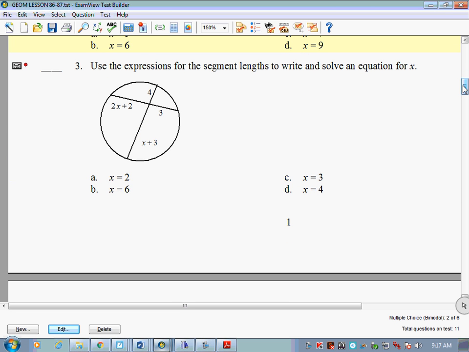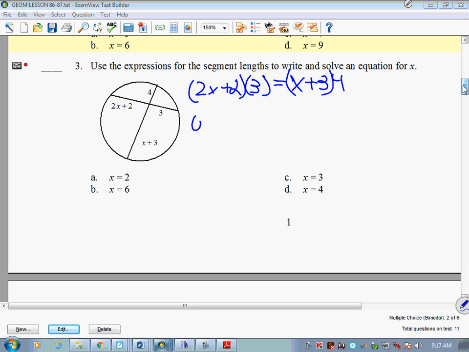Okay, number 3. Let's see, Miss IL, tell me how to set this up. 2x plus 3? 2x plus 2 times 3, x plus 3 multiplied by 4. Okay? Nick, help me out here. What do I do on the left-hand side? 6x plus 6, good. What do you get on the right-hand side?